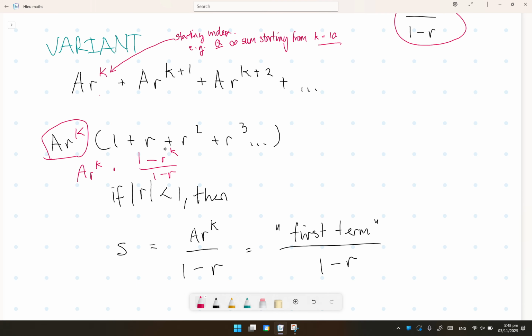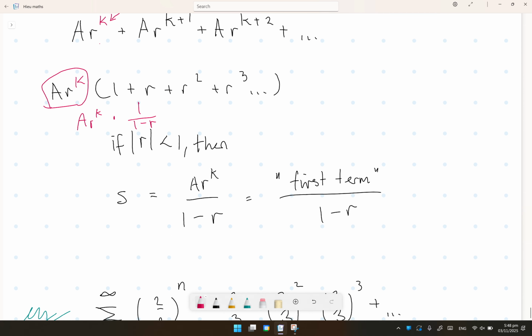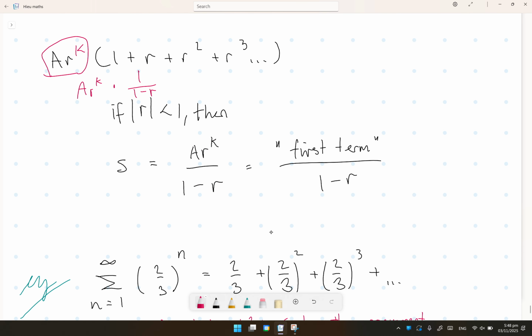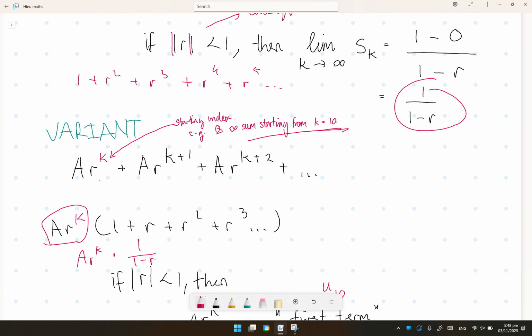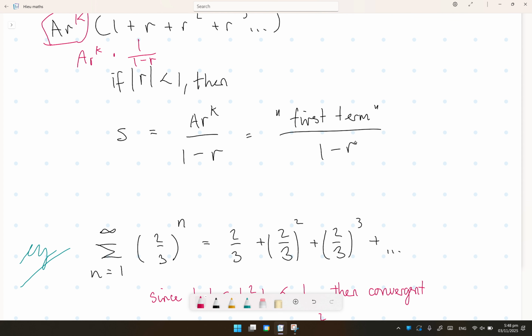And so when we have this here, what we're multiplying by, if r is less than 1, is 1 over 1 minus r. And so what you end up with is ark over 1 minus r. And this is also the first term. So you can also think of it as u1 or u10, depending on whatever the question asks you to start from. But in this equation, you can use that to find the sum to infinity.